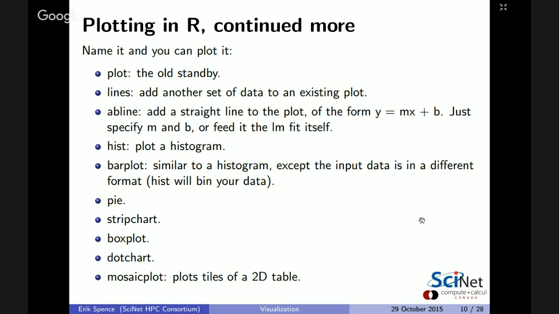Okay. If you think it ought to be in R, it is. Plot, we've done lines. abline is a good one. abline draws a straight line. In the form of y equals mx plus b, you just give it m and b, and it'll draw the line for you. Or you can just give it an lm fit. If you do an lm fit, just take the whole thing and drop it right into abline. It'll plot it for you.